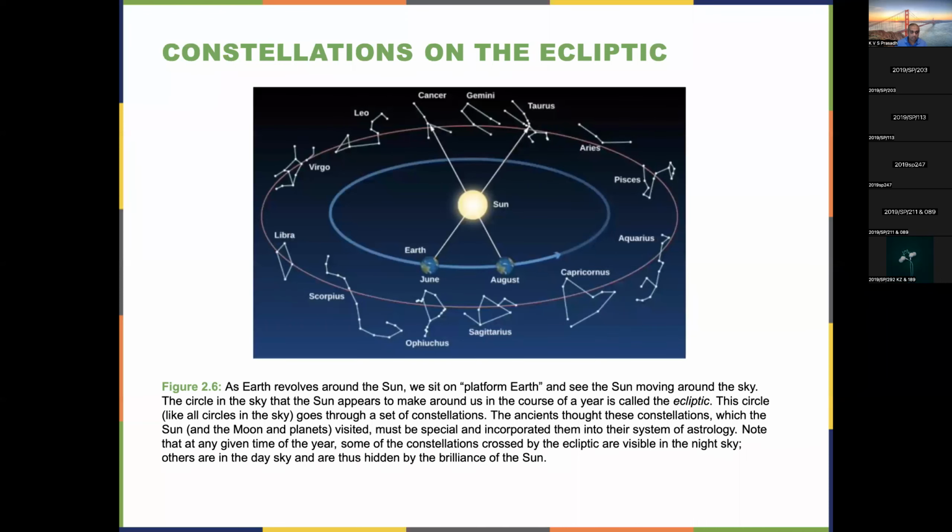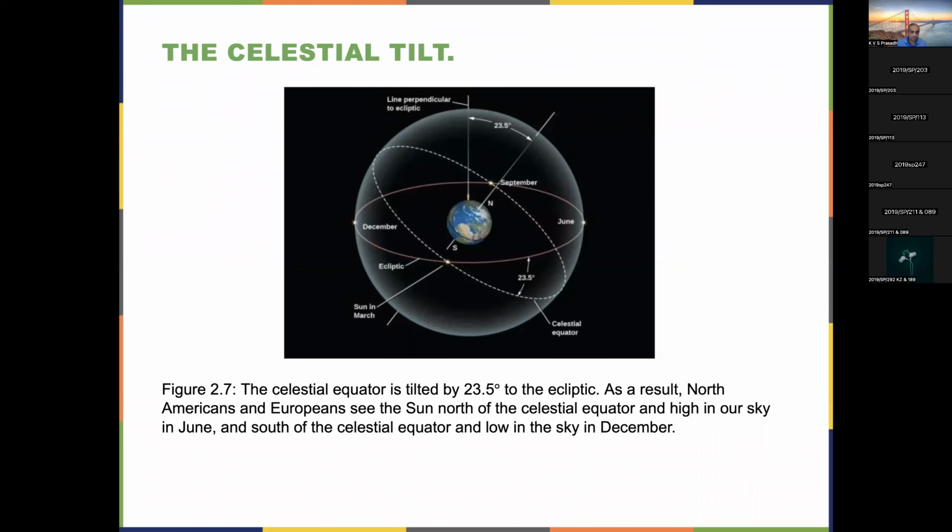Now, something that we already know about our Earth is that we are around 23.5 degrees tilted. So that means our axis is not straight like that, right? The axis is tilted 23.5 degrees, right? So that tilt, you can see that tilt clearly right here.